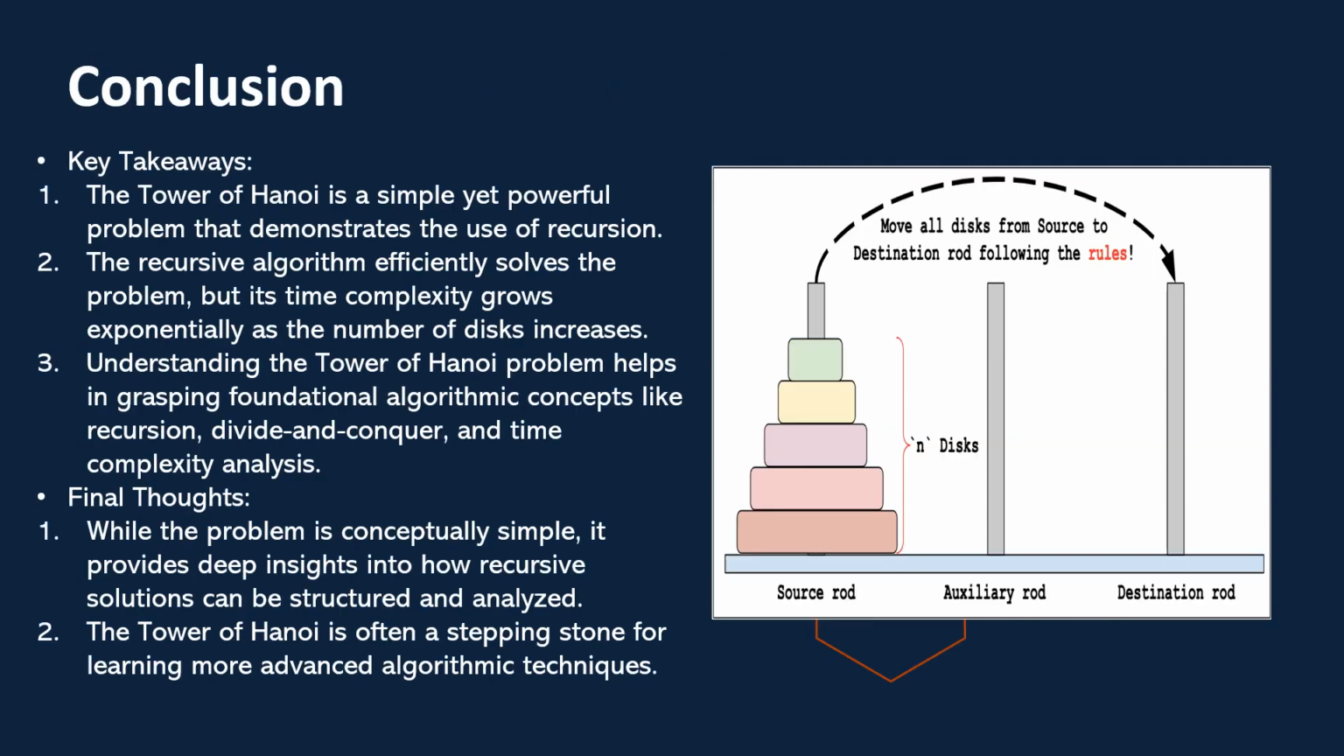In conclusion, here are the key points. First, the Tower of Hanoi is a fundamental problem that demonstrates recursion as it breaks down complex problems into simpler steps. Second, the recursive algorithm has a time complexity which grows exponentially. Third, the puzzle helps deepen understanding of algorithm design, recursion, and time complexity analysis. Fourth, the Tower of Hanoi is often a stepping stone for learning more advanced algorithmic techniques.